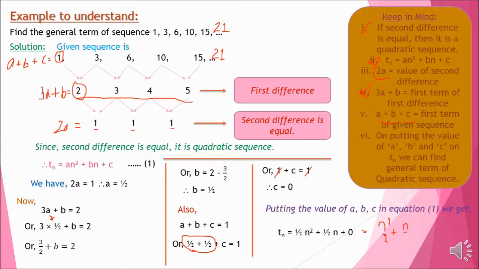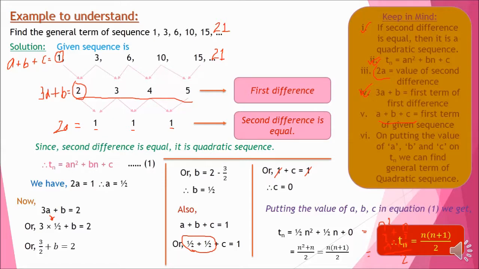The LCM will be 2, isn't it? That will be n² plus n over 2. The denominator is the same, meaning the LCM is the same number, 2, and if the LCM is the same, we can just add the numerators. The terms are common, so you can take n common: n(n plus 1)/2. Now our general term Tn is n(n plus 1)/2.